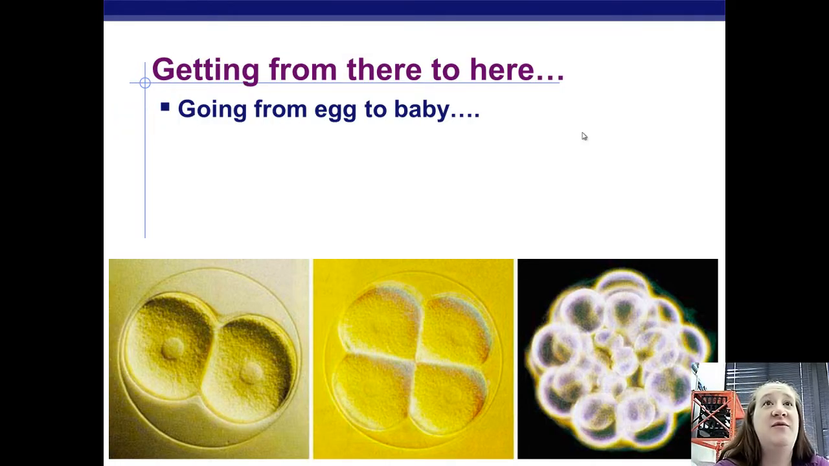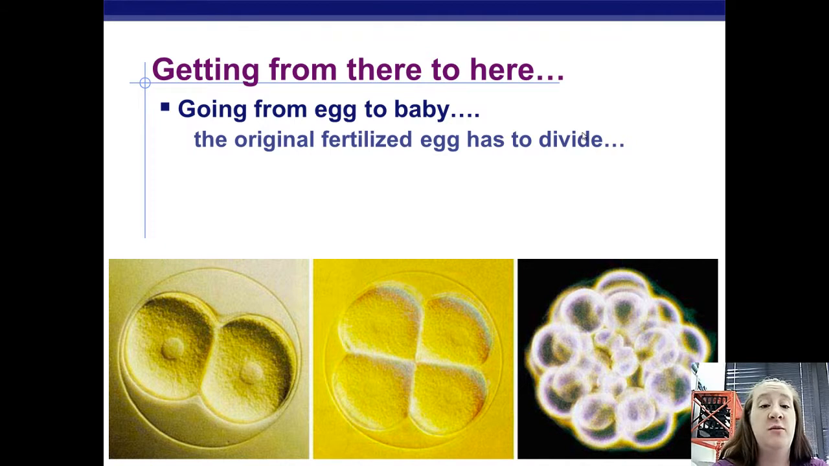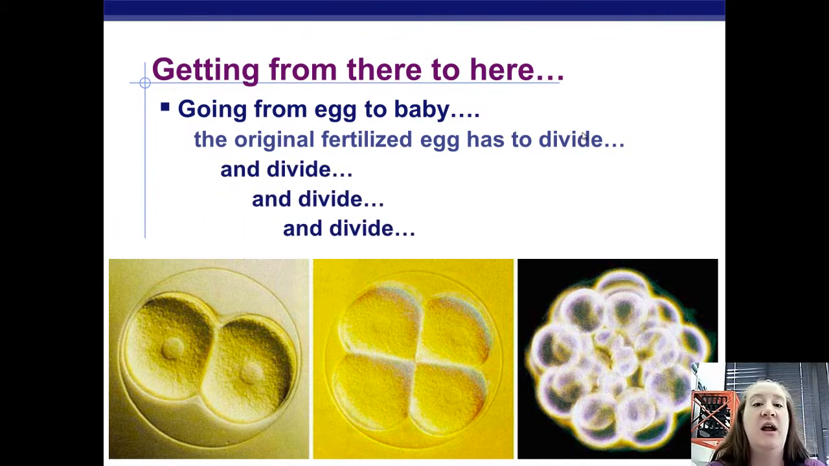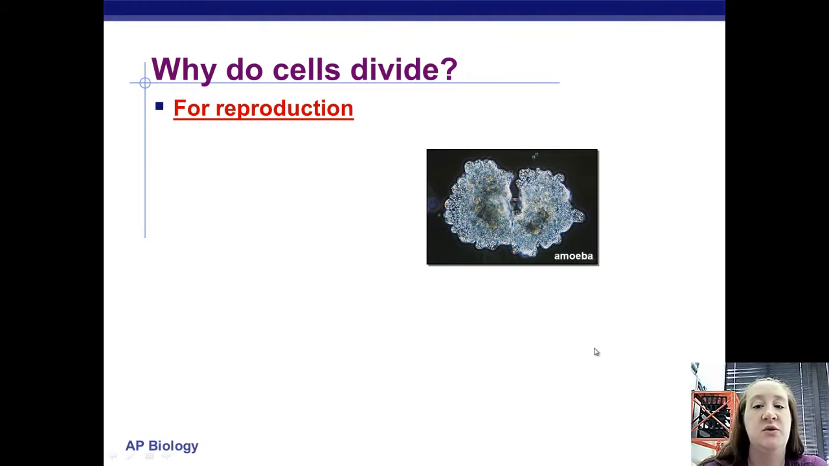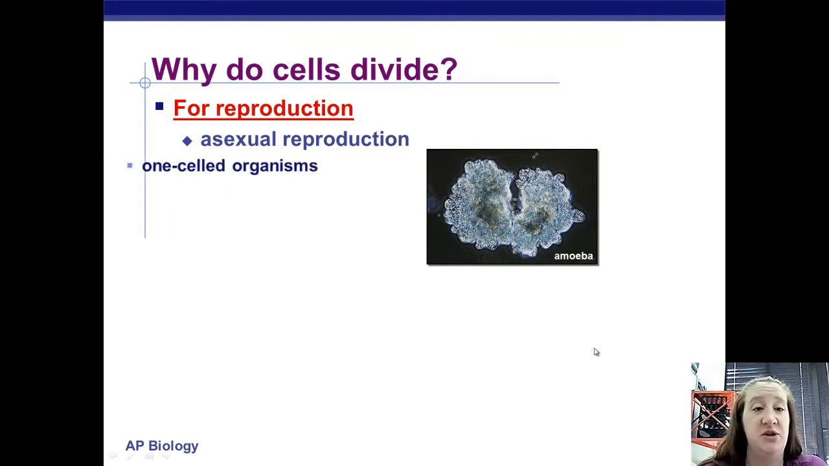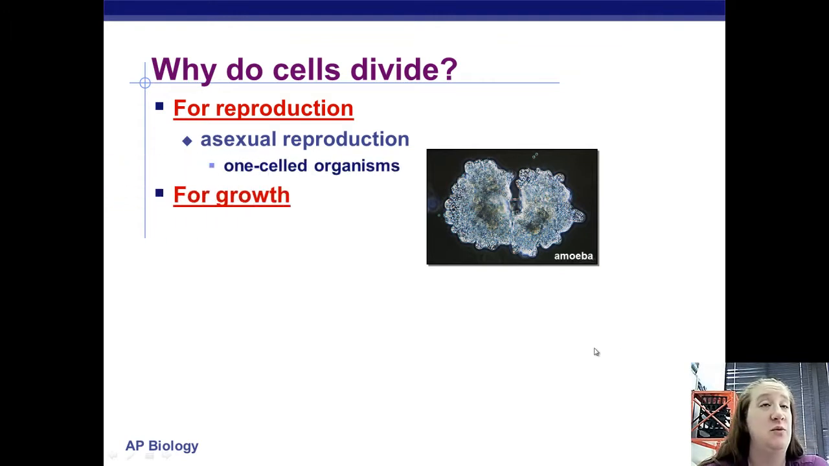Okay, so how did you get from a single cell to a baby? Your original fertilized egg had to divide, and then divide again, and again, and again, millions and millions of times. So why do our cells divide? Well, there's many reasons. First of all, some cells are going to divide as their only form of reproduction. So single-celled organisms, the only way they reproduce is through mitosis and this whole cell division. One-celled organisms are doing asexual reproduction.